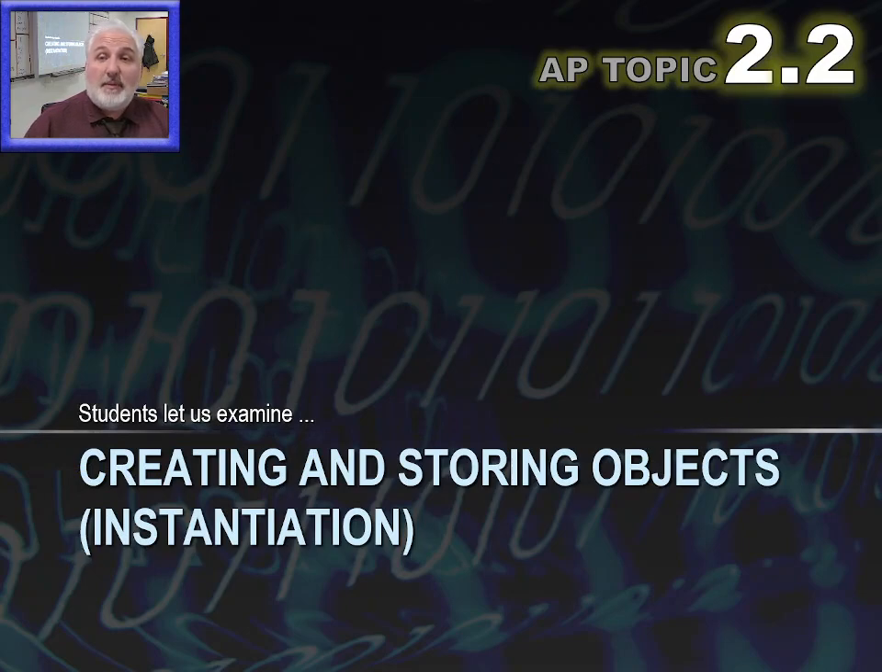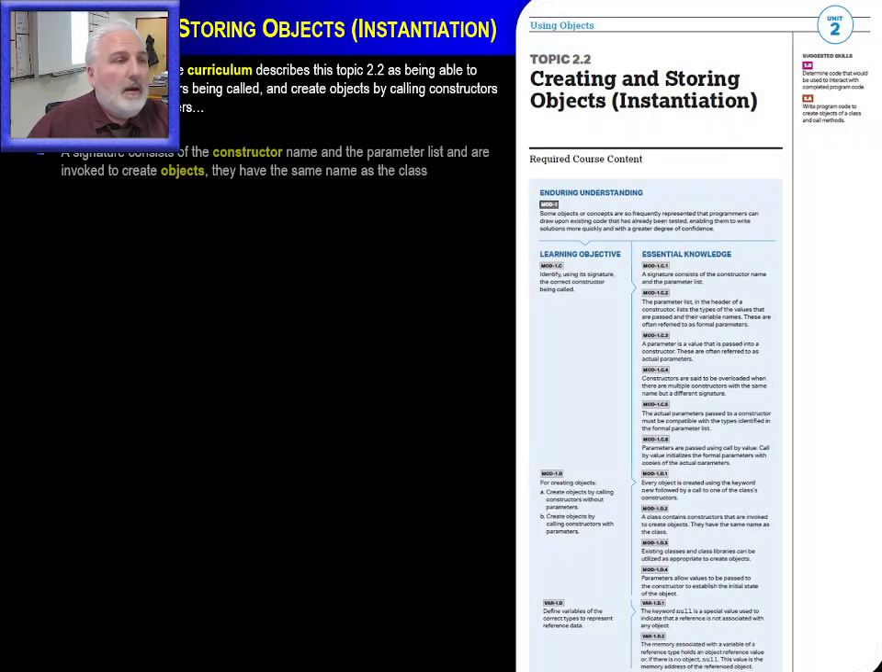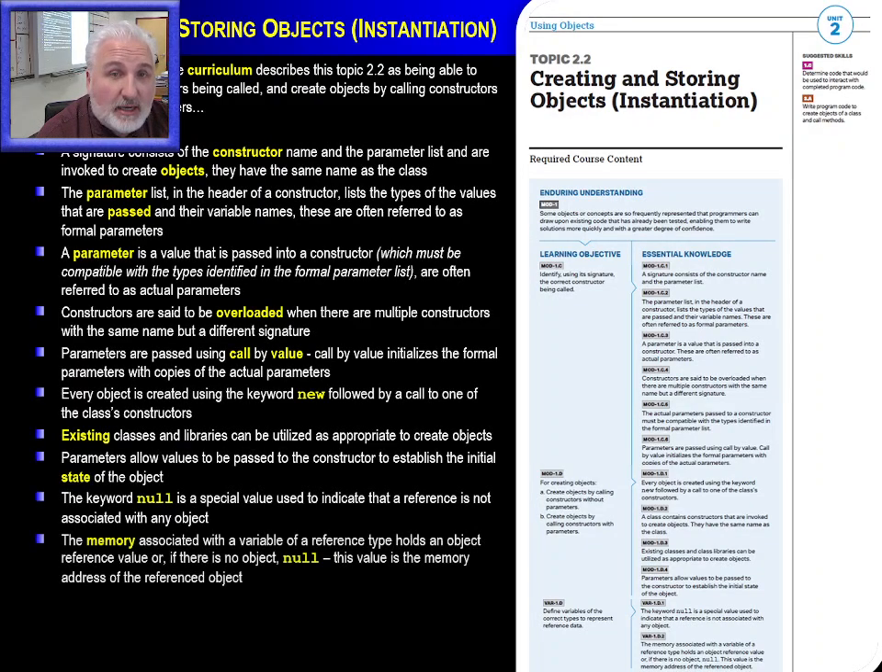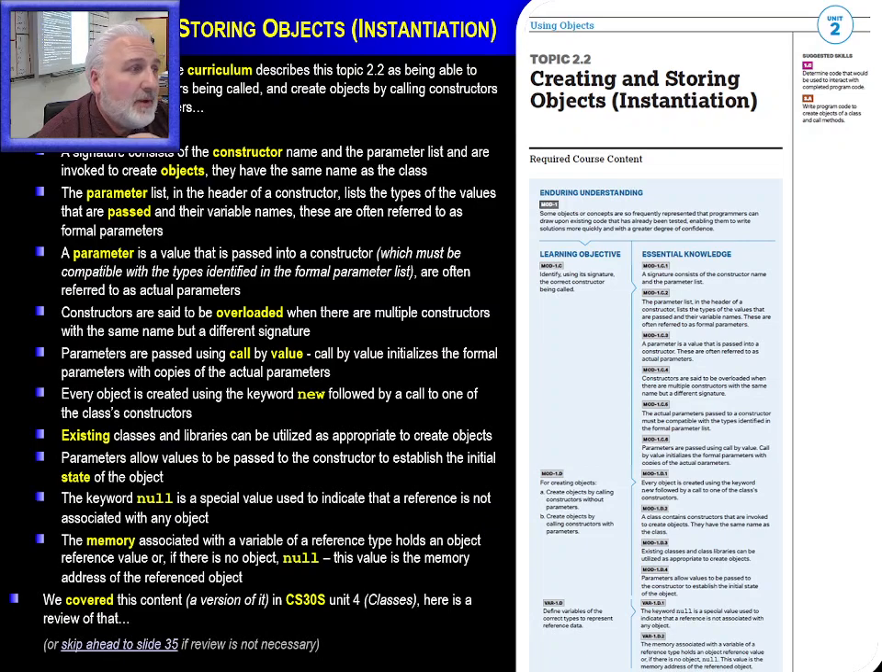So let's move to AP topic 2.2. Creating and storing objects or instances, also known in a verb as instantiation. So here's how the AP curriculum describes this section. There's a lot here, so I'm going to go through them step by step. A signature of a class consists of the constructor name and the parameter list, and they're invoked to create objects that have the same name as the class. To me, this is some strange way to describe this, but that's the way the AP describes it.